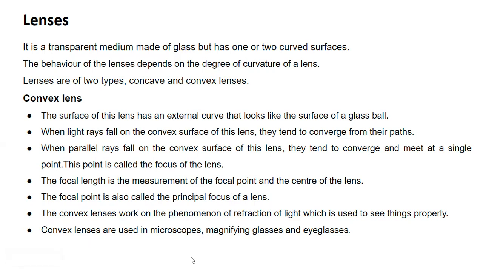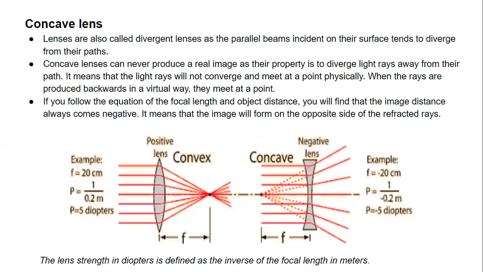Convex lenses are used in microscopes, magnifying glasses, and eyeglasses. So one thing is clear, the convex lens is going to enlarge the object size, and the image will be enlarged. Next is the concave lens, and the picture of both convex and concave lens.